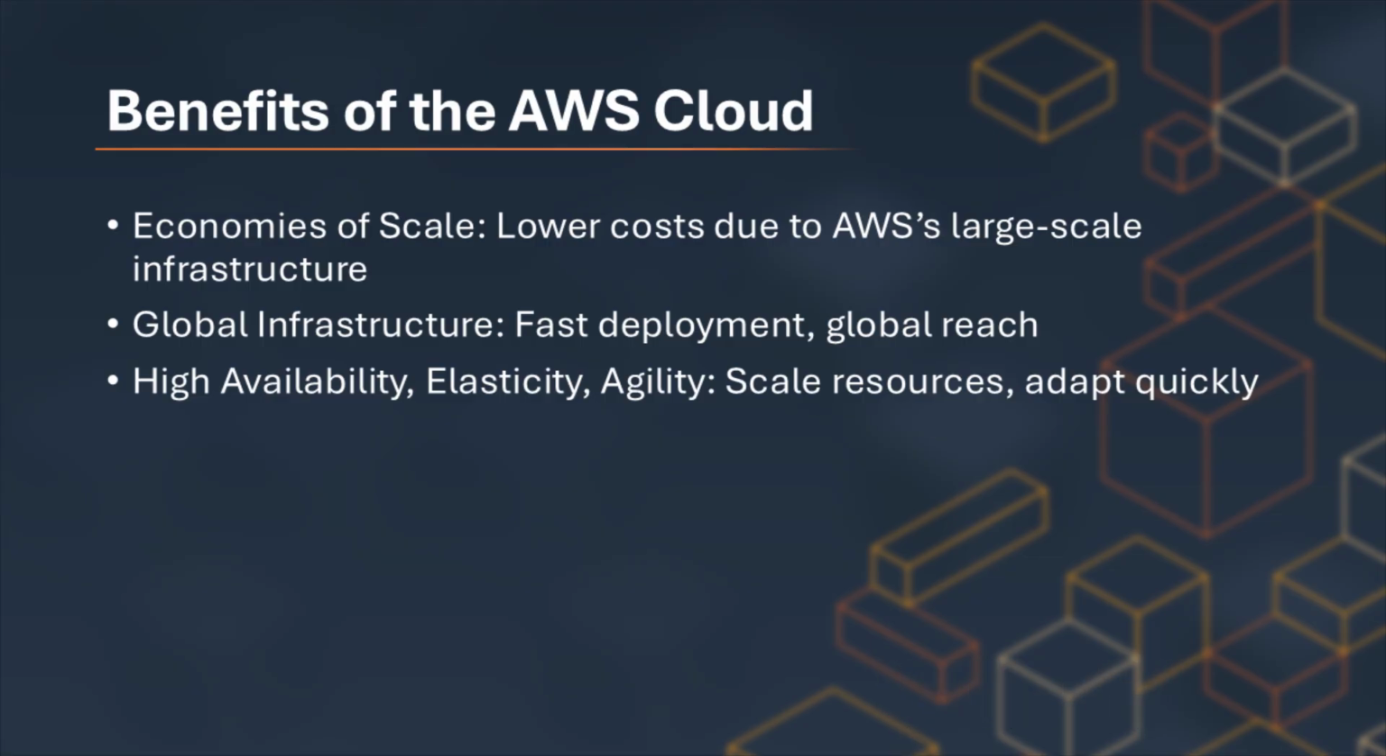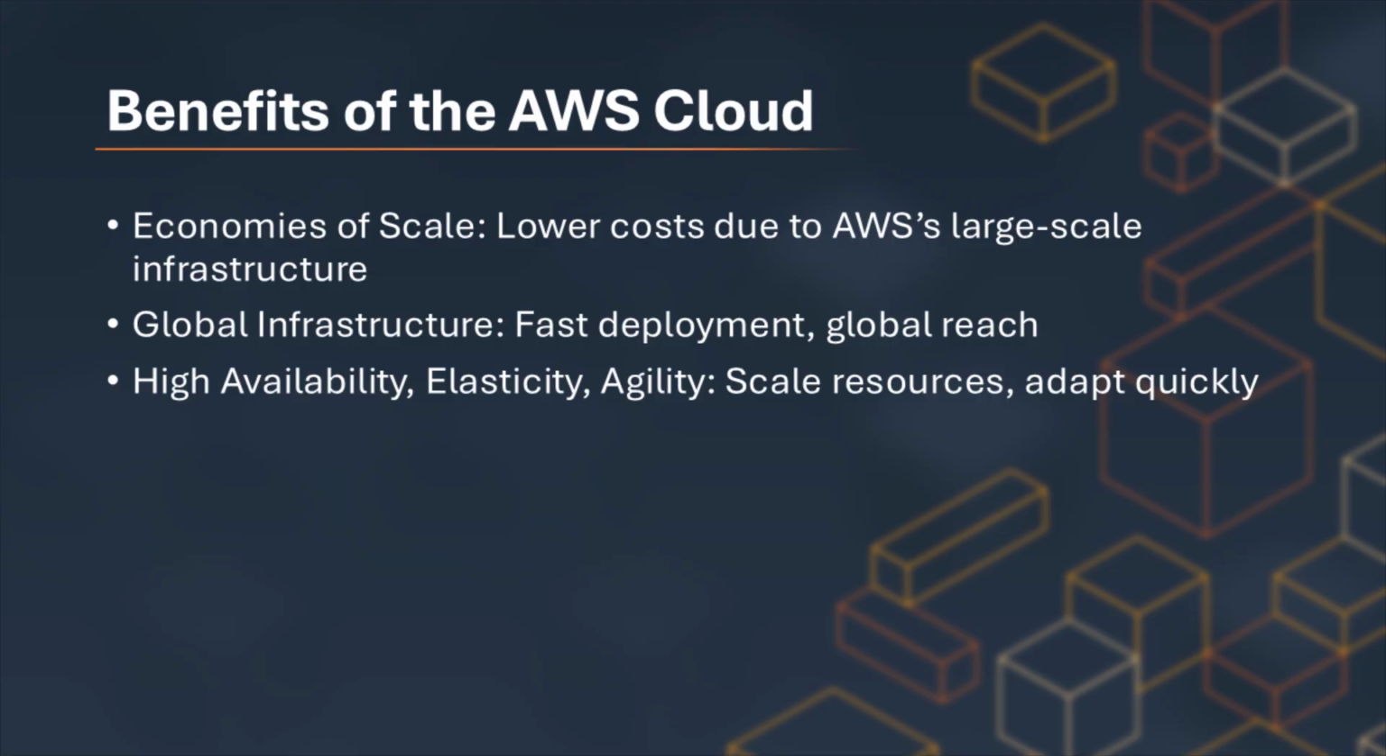Another benefit is the global infrastructure. AWS has regions, geographic areas with multiple data centers across the world, like US East, Europe, and Asia Pacific. This allows businesses to deploy applications close to their customers, reducing latency. For instance, a gaming company can host servers in Singapore for Asian users and Virginia for North American users, ensuring fast performance. The exam might ask how global infrastructure supports speed or reach, so note that it enables rapid deployment and global scalability.